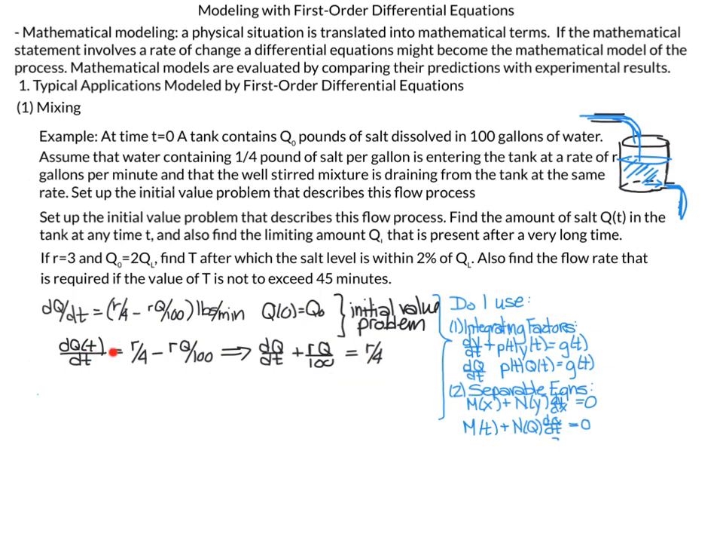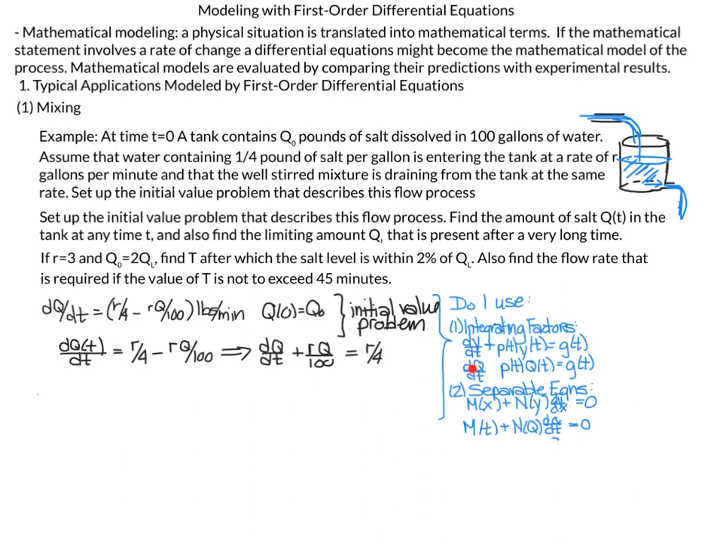So here I have written my formula for dQ/dt, which is equal to r/4 minus rQ/100, which gives us dQ/dt plus rQ/100 is equal to r/4. So I want to consider, do I want to use integrating factors, or is this a separable equation? Well, first, just to note, Q is linear, so possibly integrating factors.